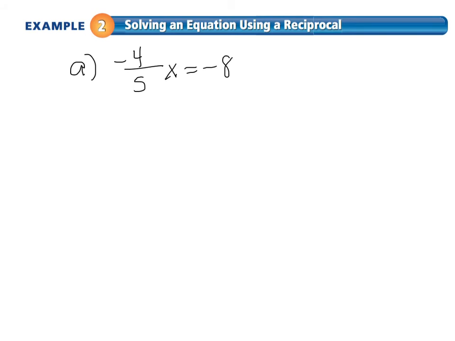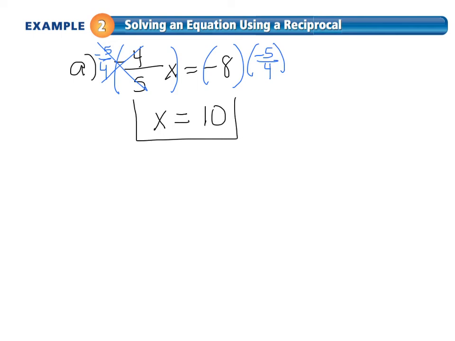To get rid of a fraction in front that's being multiplied to a variable, you can multiply each side by its reciprocal. So, what is the reciprocal of negative 4/5? It'd be negative 5/4. So you're going to multiply both sides by negative 5/4. Notice I always use parentheses. These cancel. You get x equals, and now you take negative 8 times negative 5/4. That gives us 40/4, and 40 divided by 4 is 10.